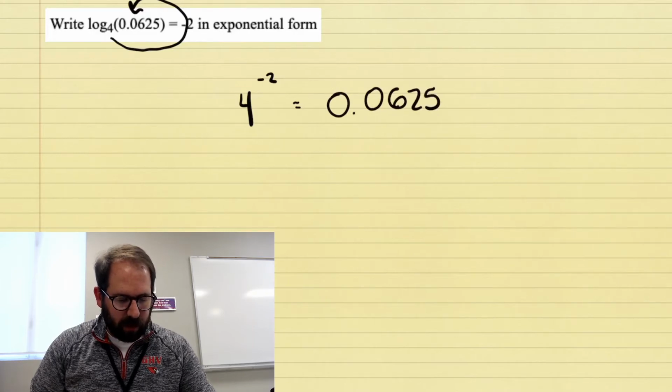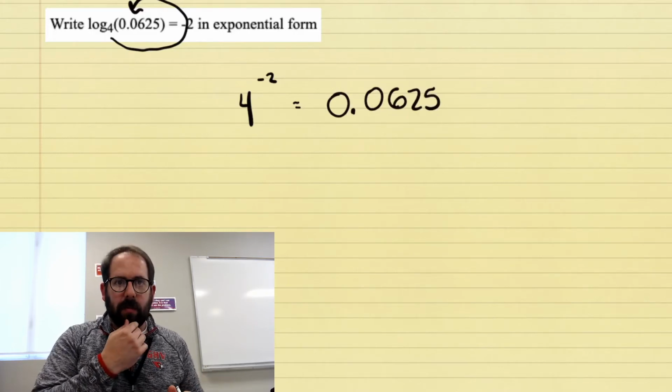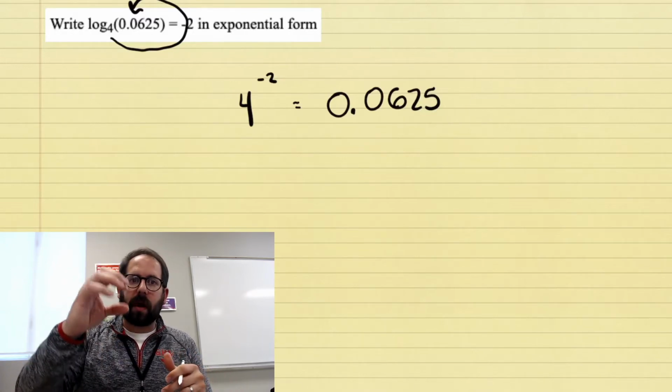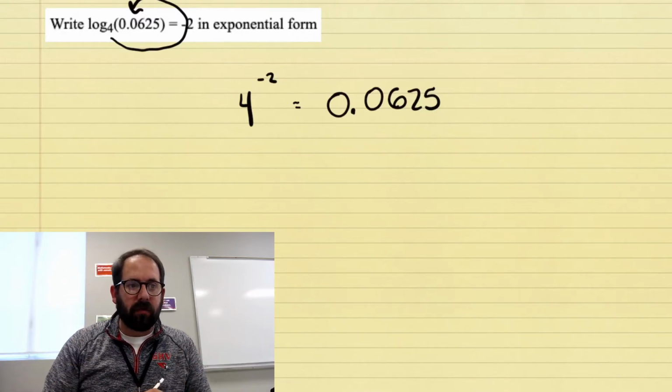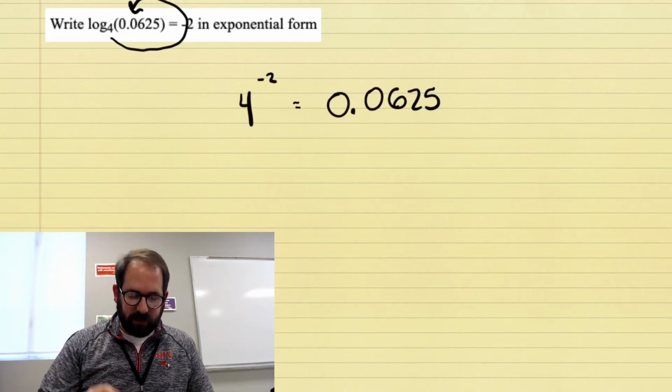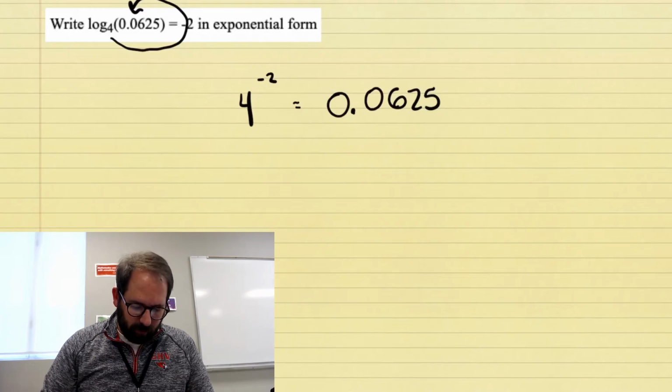0.0625. And hopefully that makes sense, because the idea here is that when you put a number to a negative power, it's dropping it down below in the fraction. So that hopefully made sense. But let's keep working here. That's the first one. Let's go to the second one here.